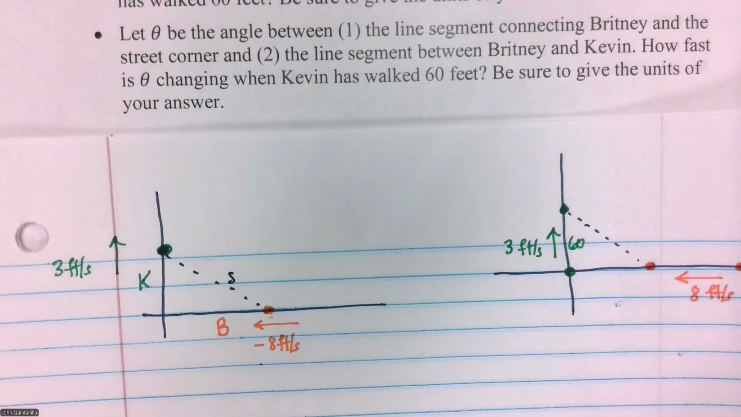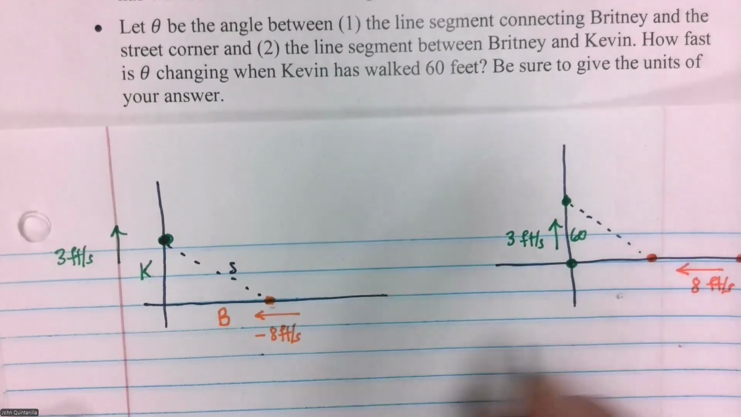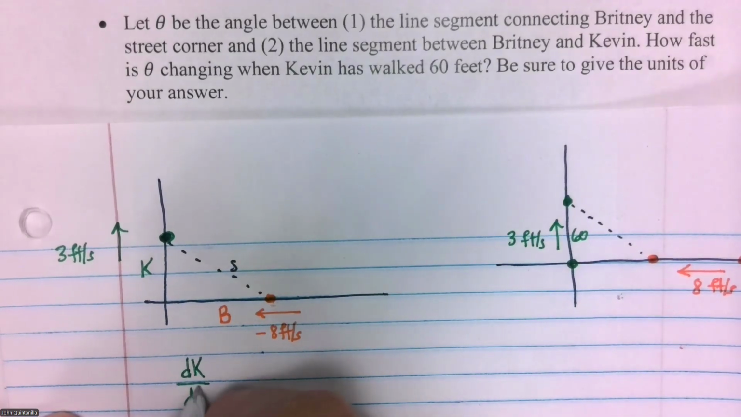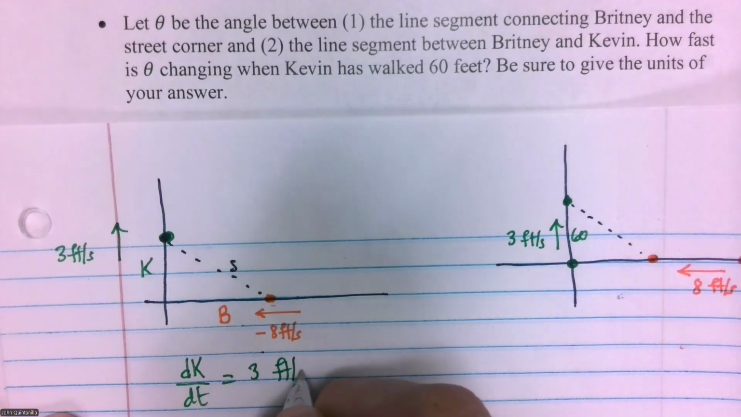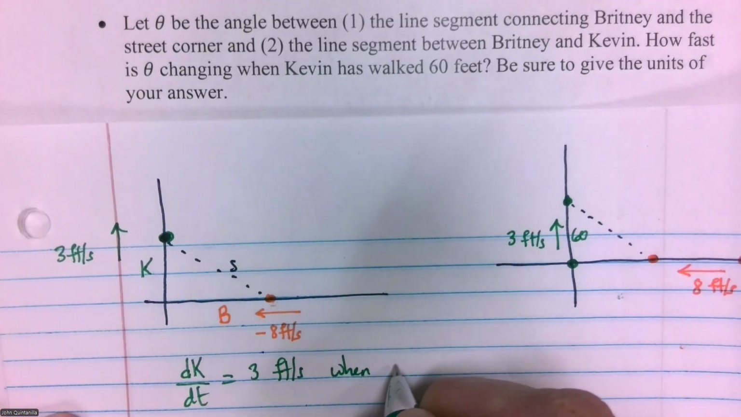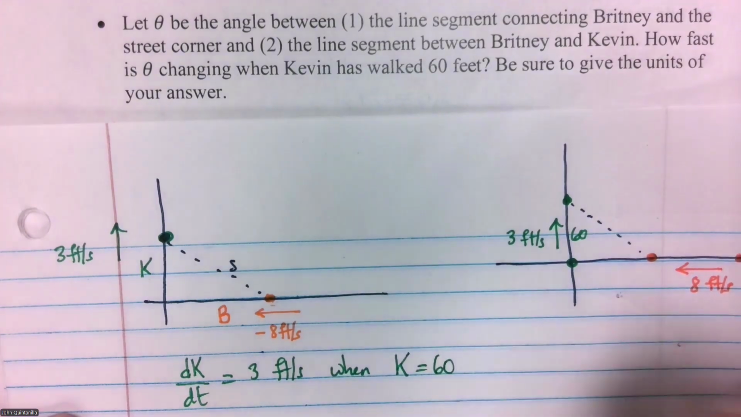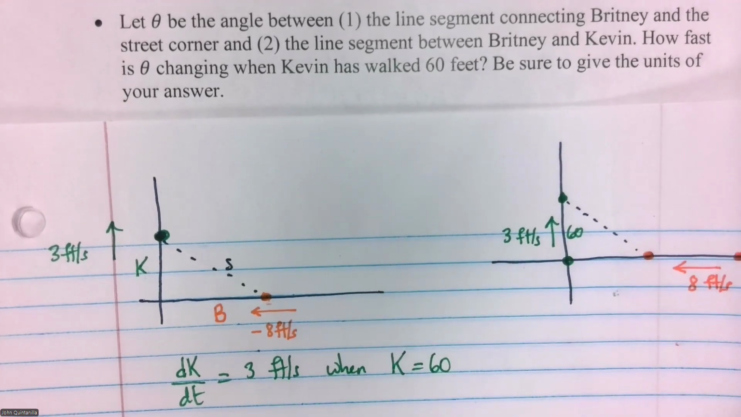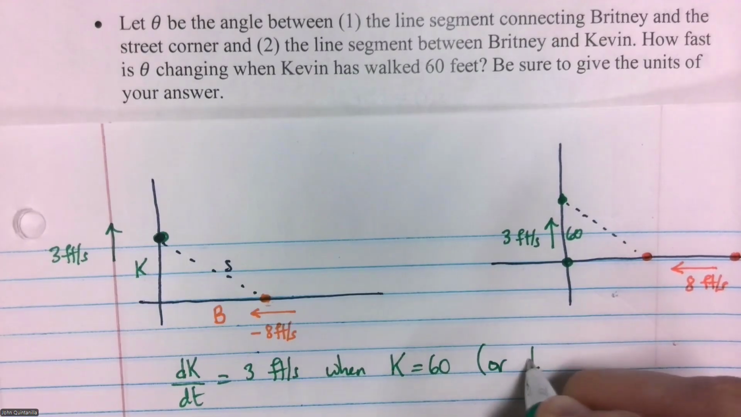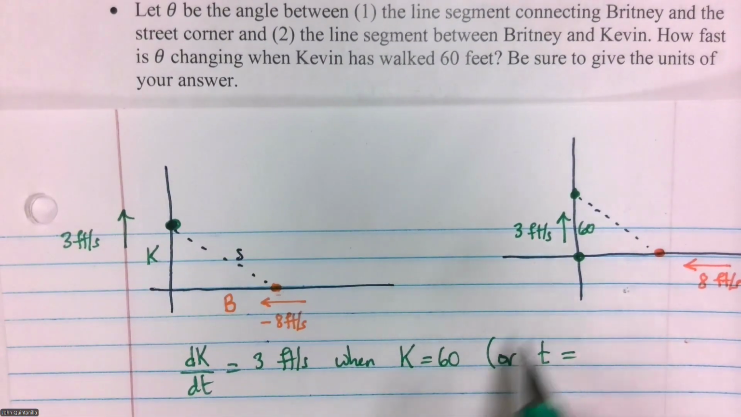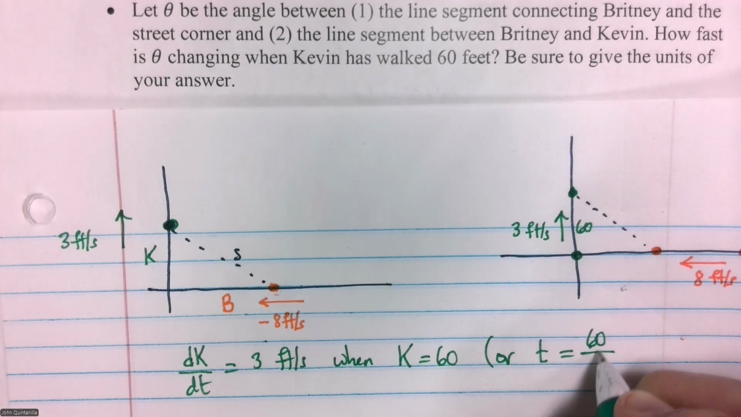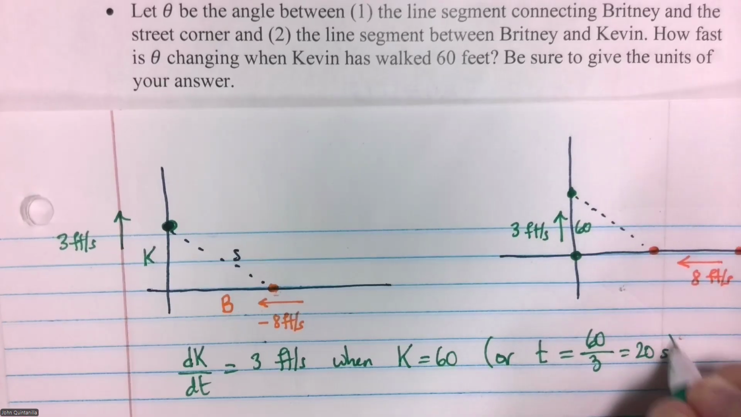So that's the picture. The next thing we should do is write down the given values of any variables and any rates of change that we know. We're given that dk/dt is equal to 3 feet per second when Kevin has walked 60 feet. But I'd like to know how much time has elapsed. He's gone 60 feet, walking at 3 feet per second, so the time elapsed is 60 divided by 3, or 20 seconds.